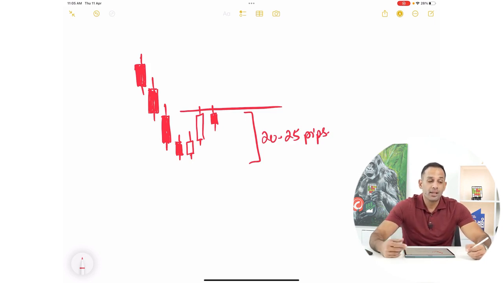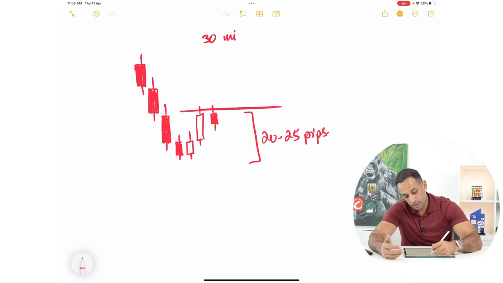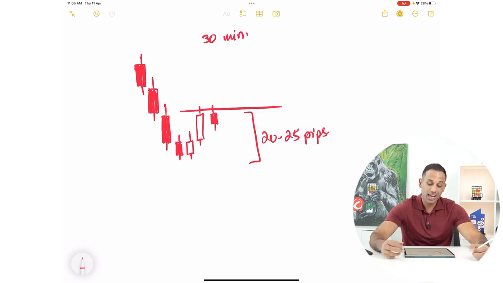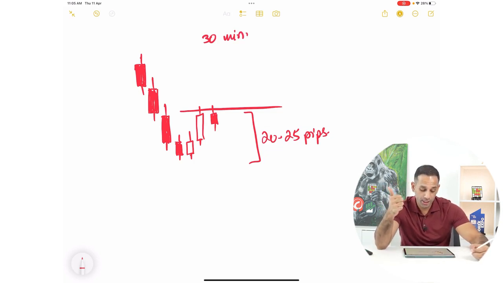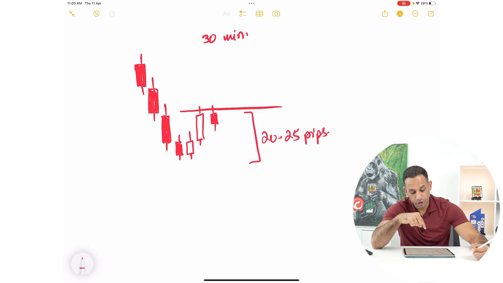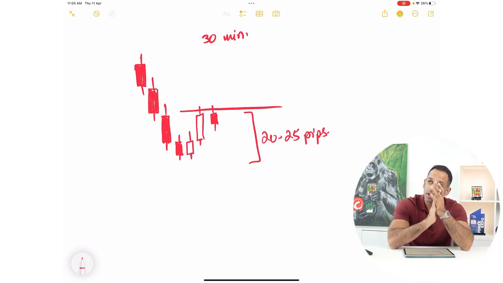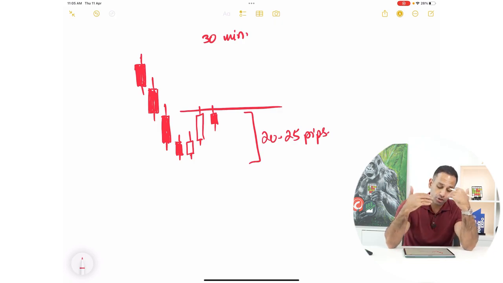Now, in a normal market environment, you're looking at this, and if this is a 30-minute time frame, you're saying, okay, I got my confirmation in a downtrend, the candle is closing bearish, I got a 20 to 25 pip range, so there's a high probability for the next candle to continue pushing down. Great, awesome.